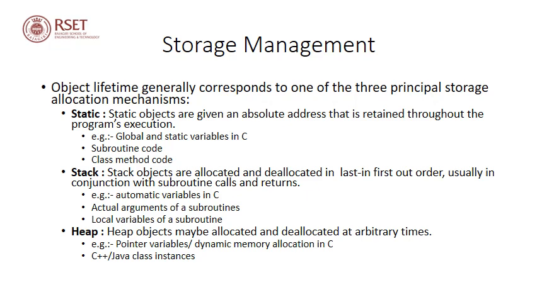The third one is heap. Heap objects may be allocated and deallocated at arbitrary times. Examples are pointer variables or dynamic memory allocation in C, C++ or Java class instances. We will see examples of each one in detail so that you will become clear with the concept.